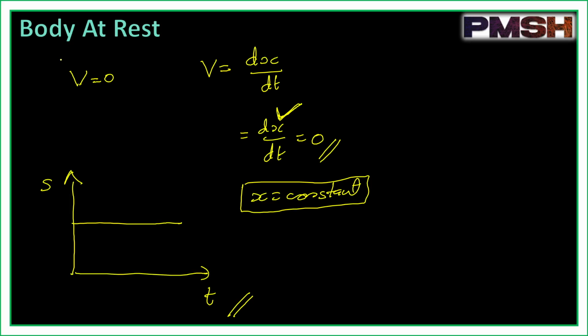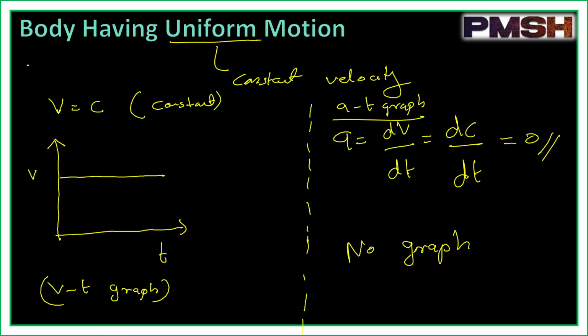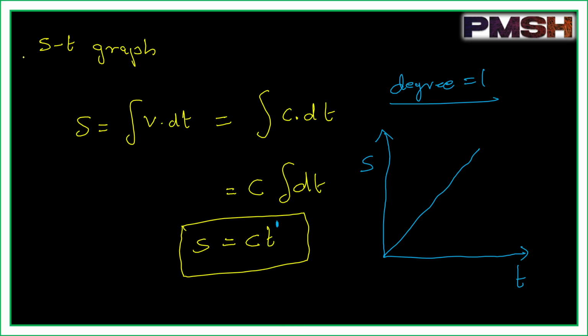And we have discussed the displacement time graph for a body at rest. Velocity is 0, so there cannot be a velocity time graph. Okay, velocity is 0, so this will be the displacement time graph. Then we have discussed the velocity time graph for a body having uniform motion. We cannot have an acceleration time graph because acceleration is 0. Then the ST graph, that is, the displacement time graph for uniform motion.